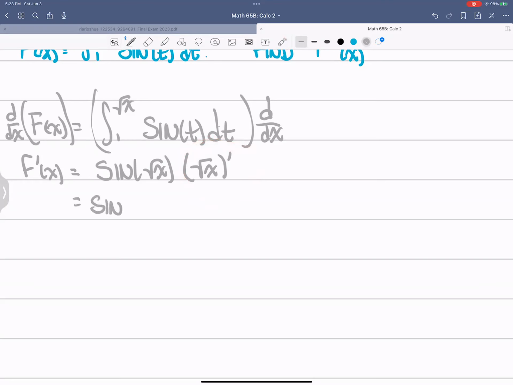So we have sine root x, but now we have to take the derivative of what we had on that inside. So what is that? X to the power of 1/2, so 1/2 x to the power of negative 1/2. Simplify this, we end up with 2 root x in the denominator. That's this part right here. Numerator, we have sine of root x.